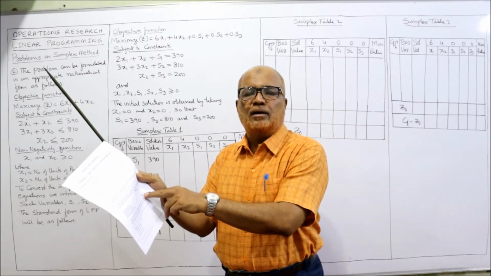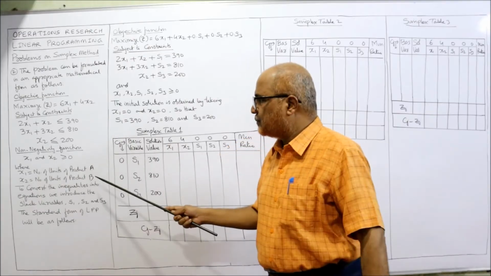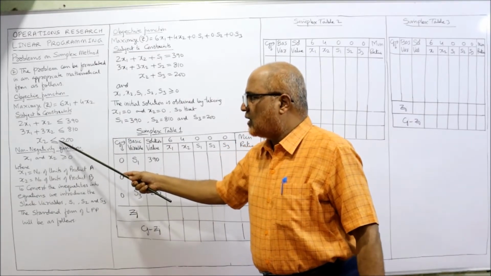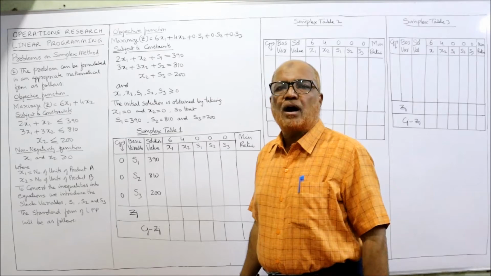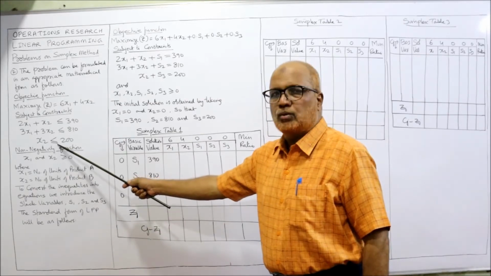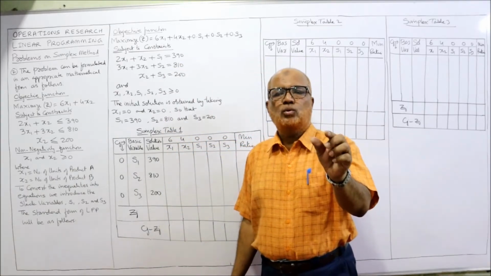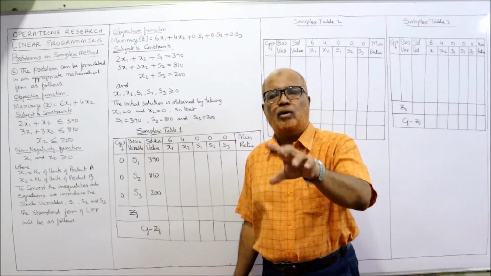Maximum 200. Which product? B product. So B is nothing but x2. So x2 is less than or equal to 200. We can't sell more than 200 units of B product, x2. And the non-negativity constraint says x1 and x2 should always be greater than or equal to 0.